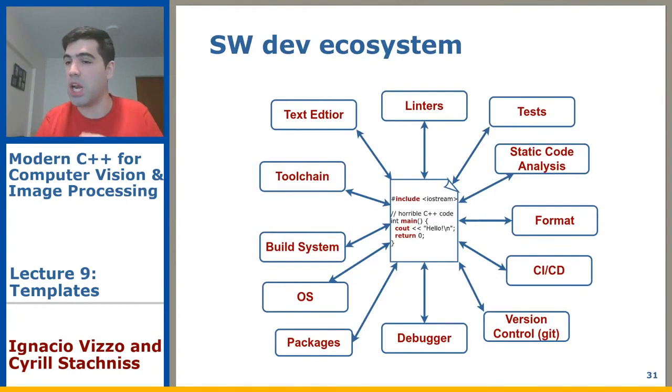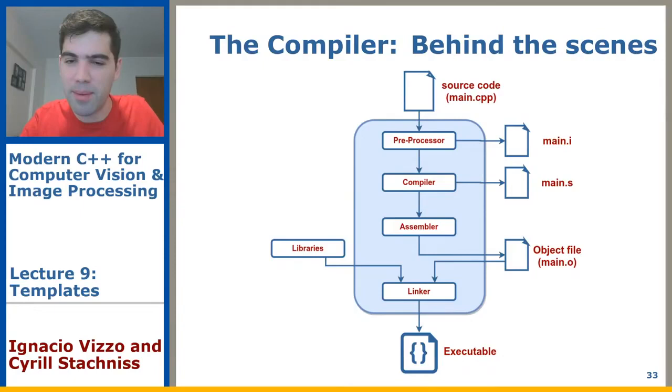We also saw a lot of stuff from the software development ecosystem. So we saw text editors, linters, tests, static code analysis, like clang-tidy, clang-format, CI/CD, Git, build system. So we saw most of the stuff for doing real development. We had one lecture on build system that for me is extremely important, because sometimes you lose the ideas that you want to express in your code because of the build.